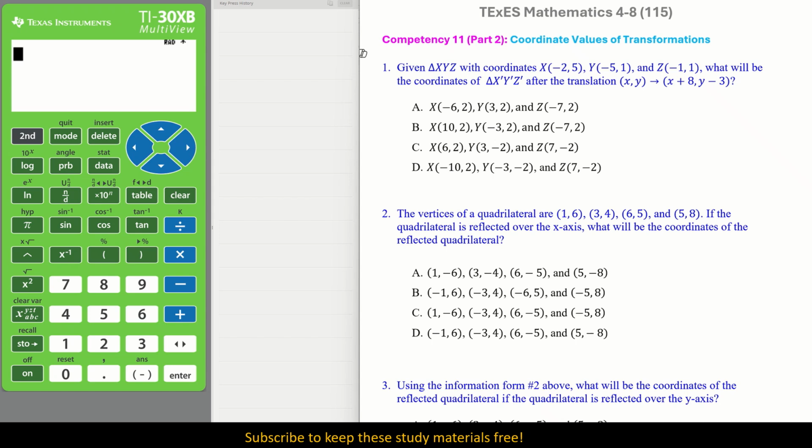Number 1, given triangle XYZ with coordinates X is (-2, 5), Y is (-5, 1), and Z is (-1, 1). What will be the coordinates of triangle X'Y'Z' after the translation? Okay, now they're saying that we are translating from the x is going to be added. We're going to add 8 onto the x, but subtract 3 from the y.